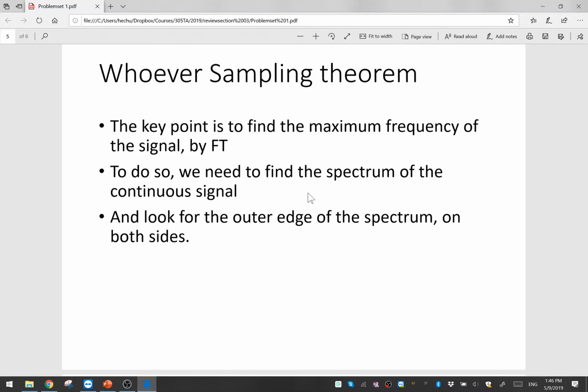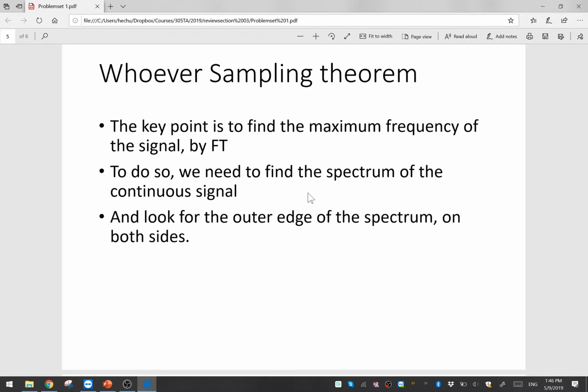So how to find this Fm? By the way, this should be Fs is larger than 2 Fm. In the homework answer the professor gave you, he compares the T's. I suggest you not do so because the theorem is stated in terms of F, so try to compare everything in F, and then it's more clear. So how to find Fm?